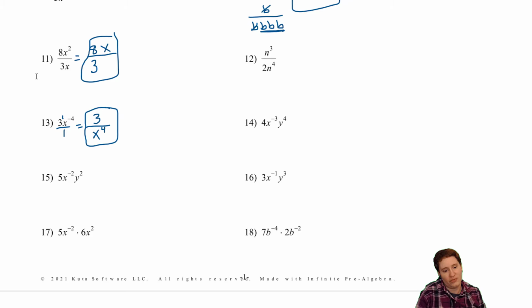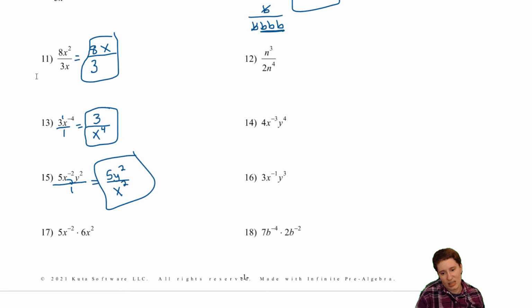So for 15, 5 gets to stay where it is because it's 5 to the 1st. Y squared gets to stay where it is, but we're going to move the x down to the bottom to give it a positive exponent. So this is going to be 5y squared over x squared. And that's our answer.